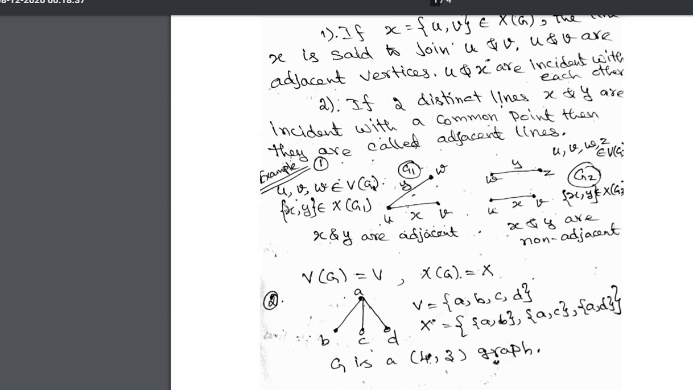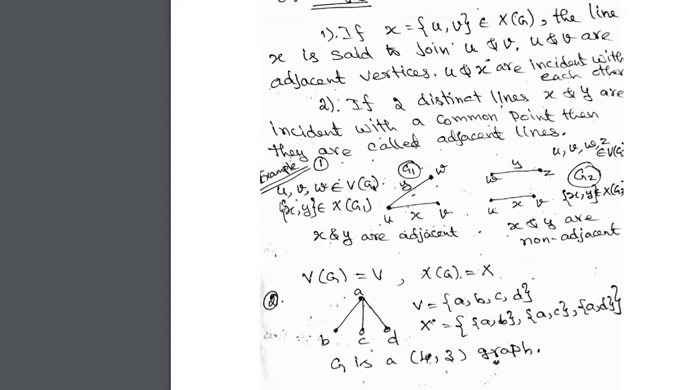V of G1 having the three elements U, V, W. Okay, finite set. So three elements we are having, and X of G are having the ordered elements X comma Y. X is nothing but U comma V and Y is nothing but U comma W here. So the graph is like that. X represents U comma V and Y represents U comma W, right?